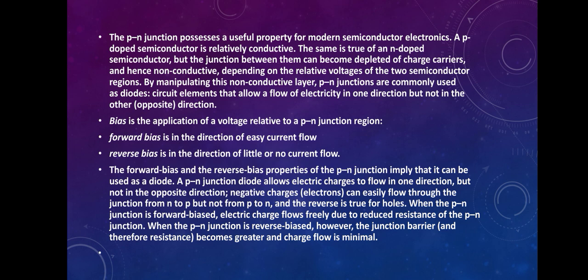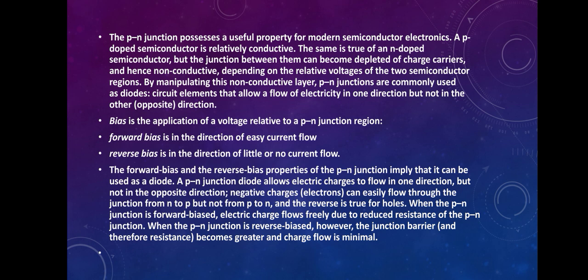Bias is the application of a voltage relative to a PN junction region. Forward bias is in the direction of easy current flow. Reverse bias is in the direction of little or no current flow. The forward bias and reverse bias properties of the PN junction imply they can be used as a diode. A PN junction diode allows electric charges to flow in one direction but not in the opposite direction. Negative charges can easily flow through the junction from N to P but not from P to N, and the reverse is true for holes.